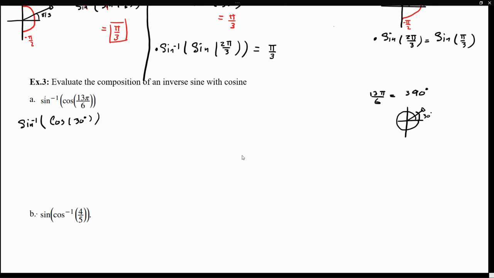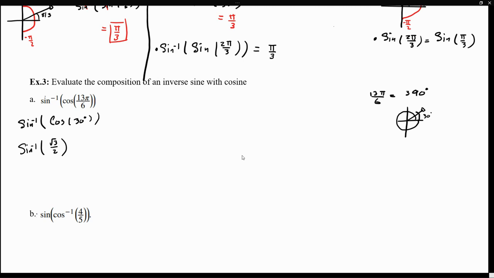And now let's just evaluate this by piece. So let's evaluate the inside. What is the cosine of 30 degrees? If you take a look at your unit circle, you will see that the cosine of 30 degrees is equivalent to square root of 3 over 2. Cosine of 30 degrees is square root of 3 over 2. And now notice what we have here.